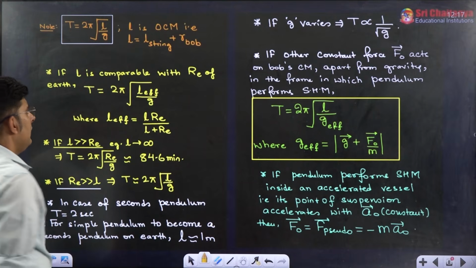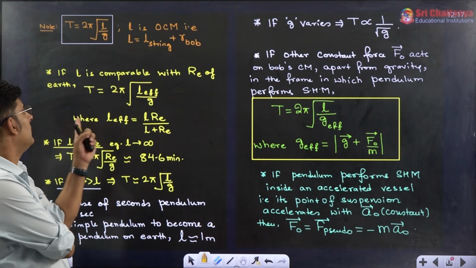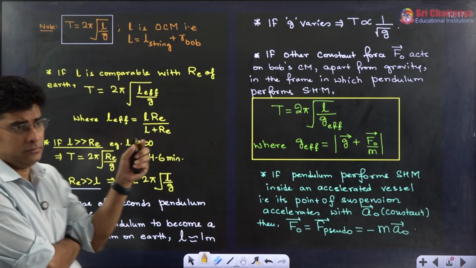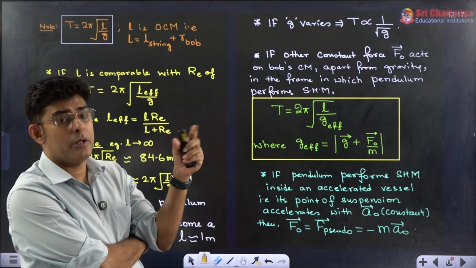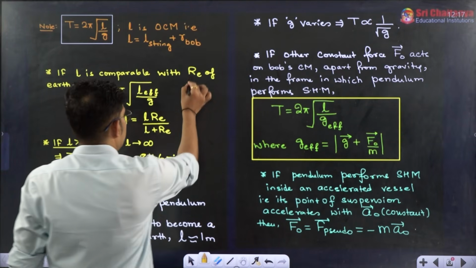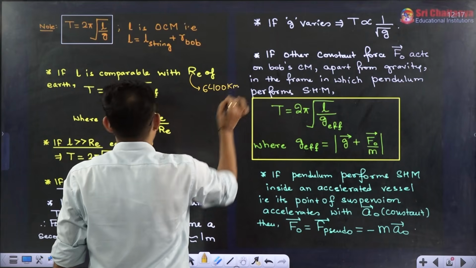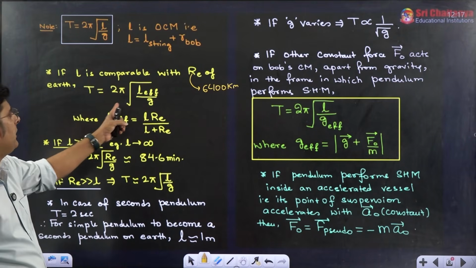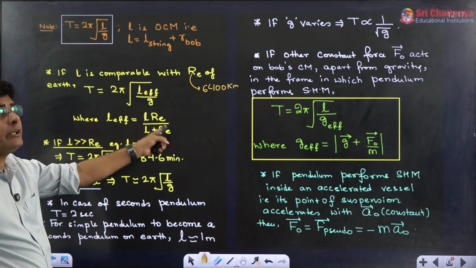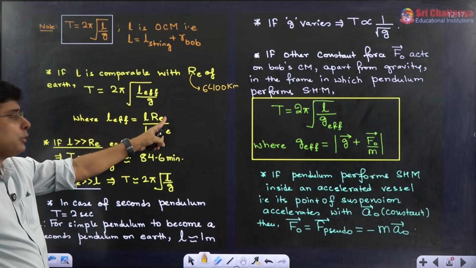Now if L is comparable, there are some changes in simple pendulum questions. If you see that L is comparable with radius of earth, so if the length of the pendulum is so large that it is comparable with radius of earth, where you should know this value, very important, radius of earth is 6400 kilometers, then time period will become 2 pi under root L effective by G, where L effective is nothing but reduced length. Just like I told reduced mass, it is reduced length, L into Re by L plus Re.